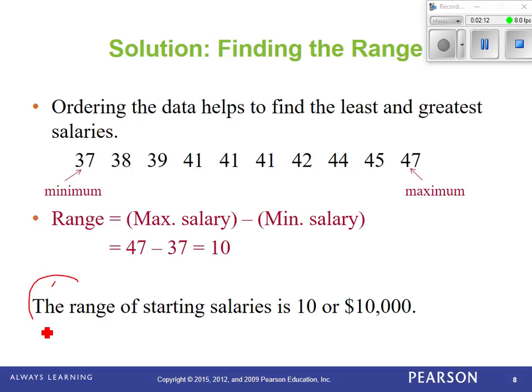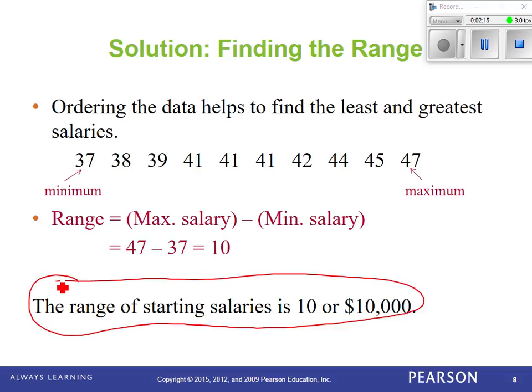Then you do need to go back, and I didn't read the whole problem, but you do need to go back and see what that means to the data. So the range of the starting salaries was about $10,000. Could have a range of $10,000 one way or the other.